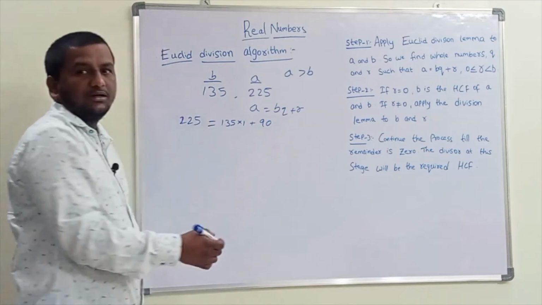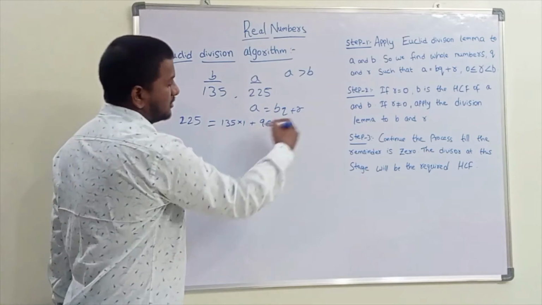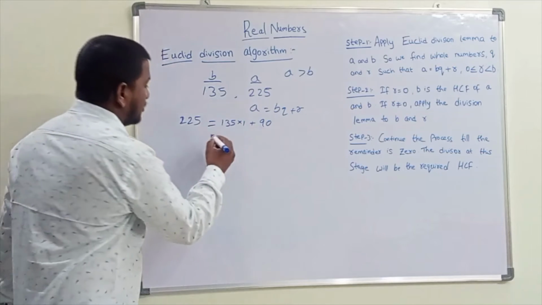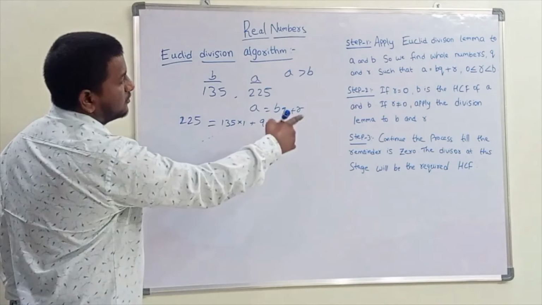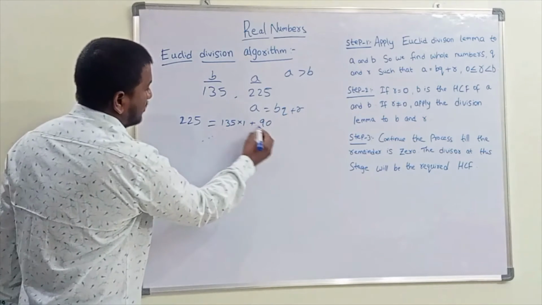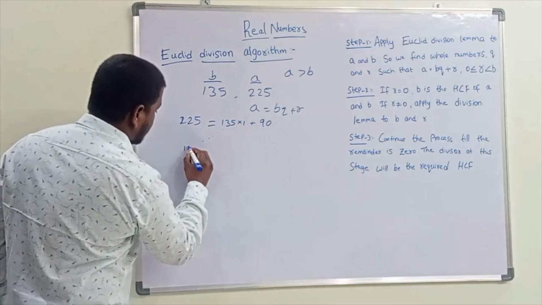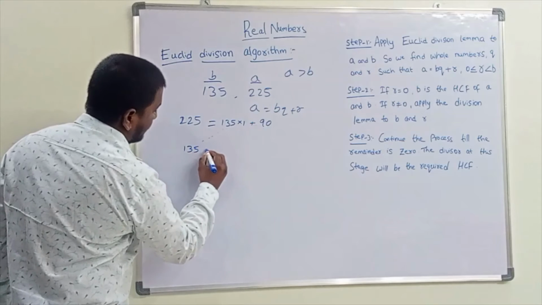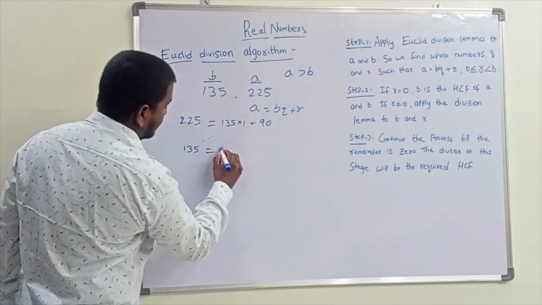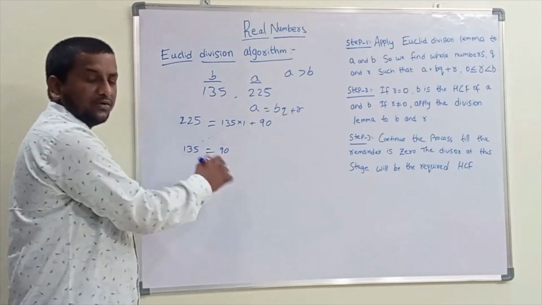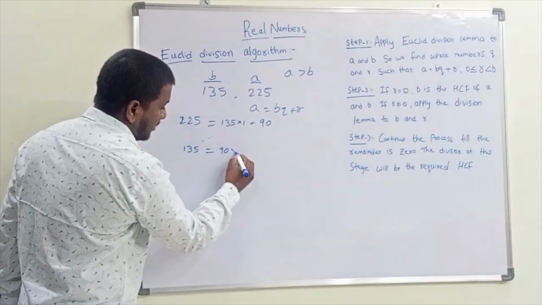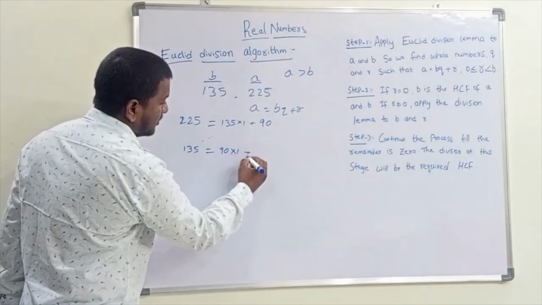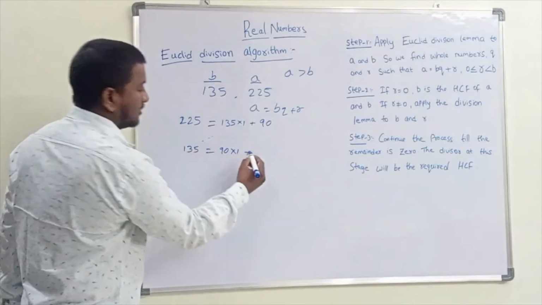So the remainder is 90. Is it 0? No, it is not equal to 0. So again we continue the process with Euclid's division of b and r. Here b is 135 and r is 90. So now 135 will become a and 90 will become b. 90 twos are 180, which is greater than 135, so we go with only once. 90 ones are 90. So the remainder is what? 135 minus 90, that is 45.